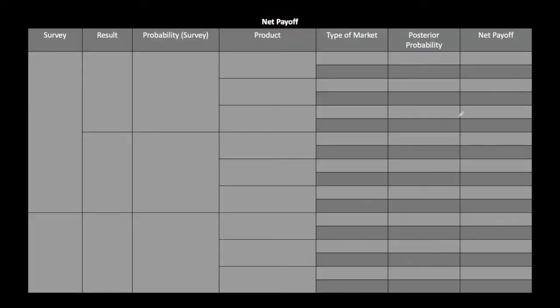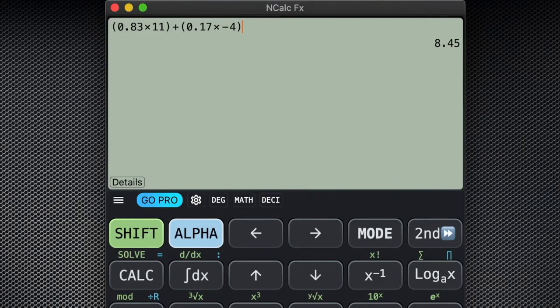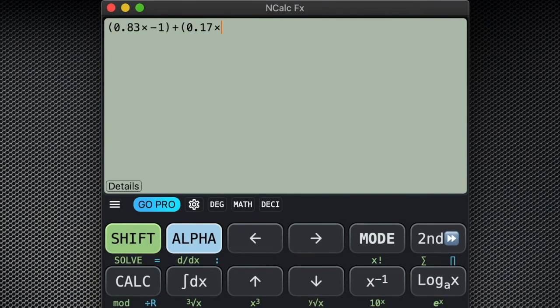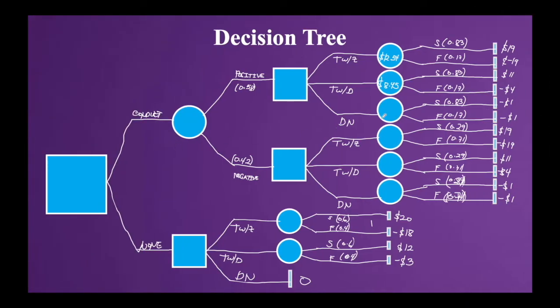Next, 0.83 times negative 1 plus 0.17 times negative 1. So, let's go sa ating calculator. 0.83 times negative 1 plus 0.17 times negative 1. Answer is negative 1. So, negative 1.